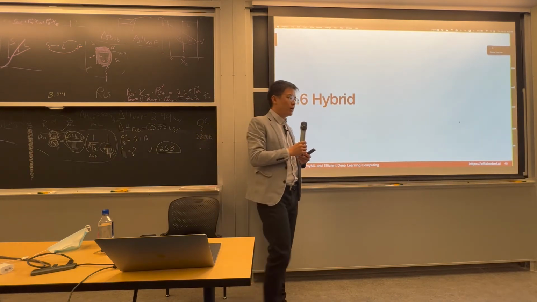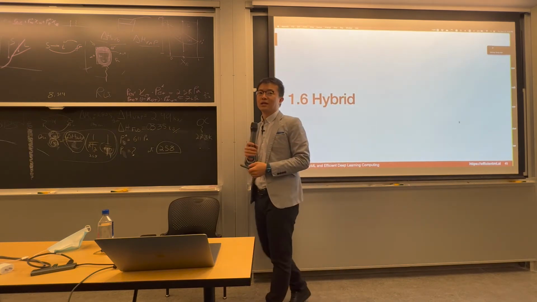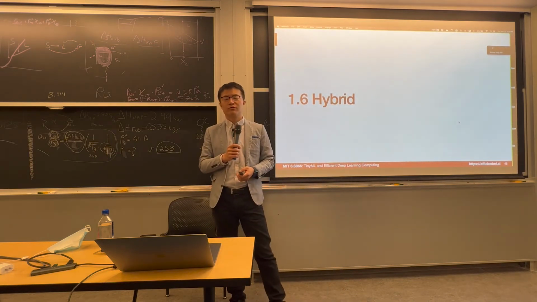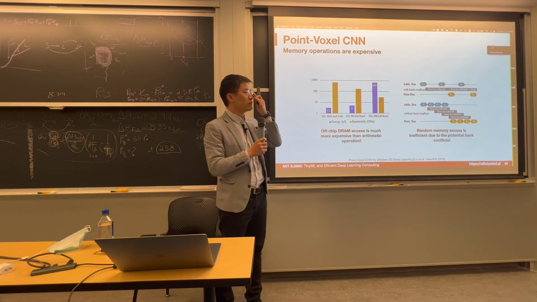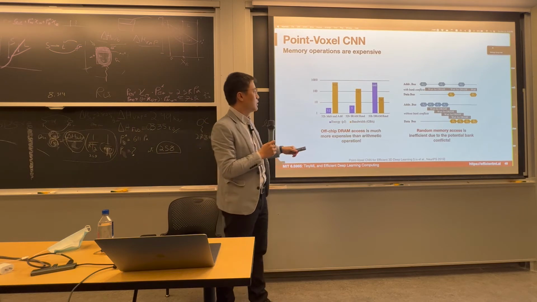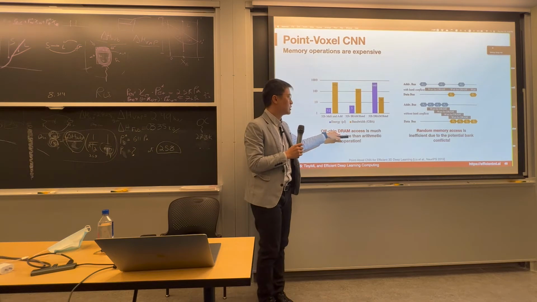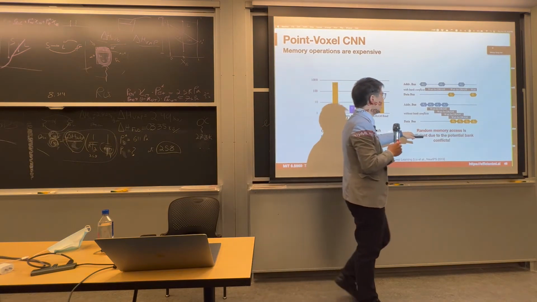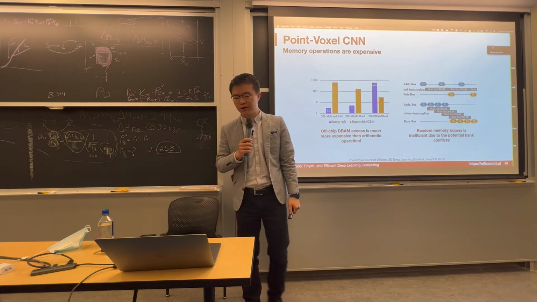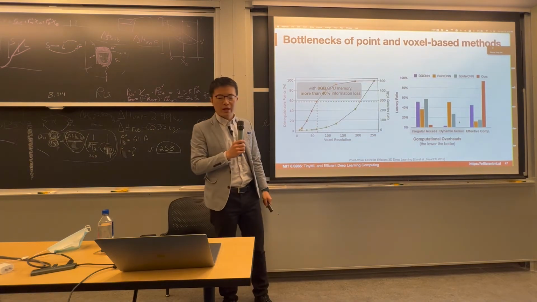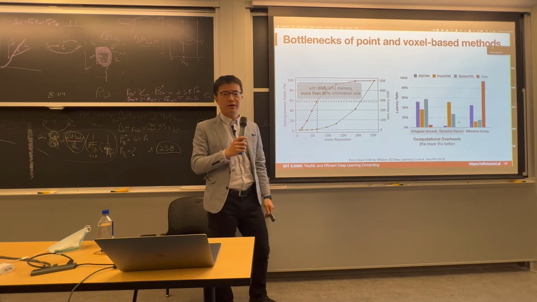So naturally comes the question, can we use some kind of hybrid representation that can give us the best of both worlds, right? Remember, the memory access is very expensive. So our goal is to use a hybrid method that tries to reduce the DRAM access and also avoid those random memory accesses to have consecutive memory access. And also the bottlenecks for those point and voxel-based methods are different.